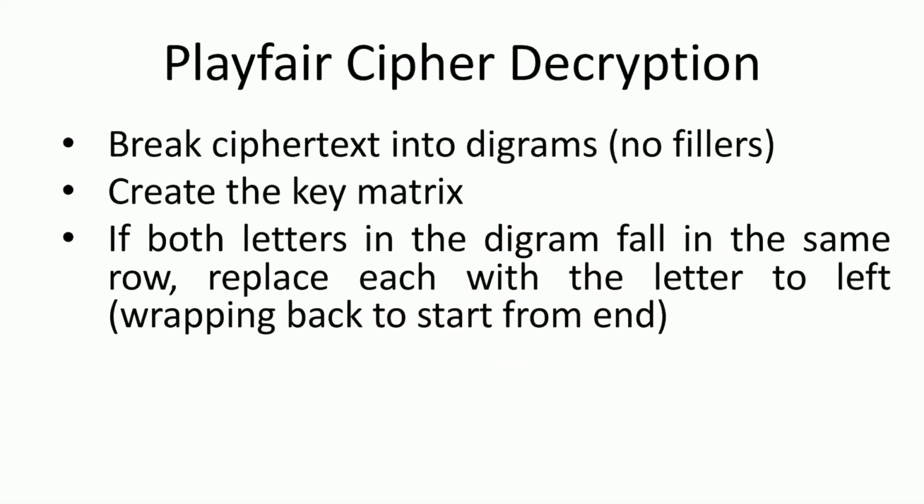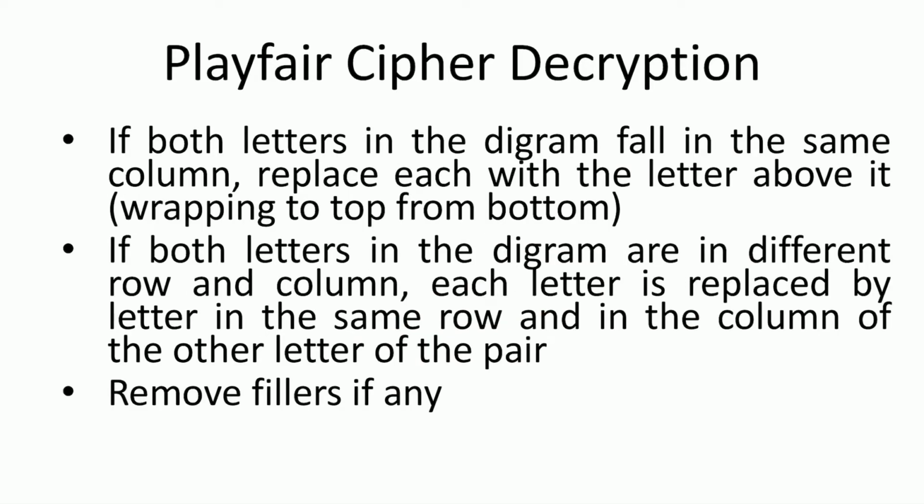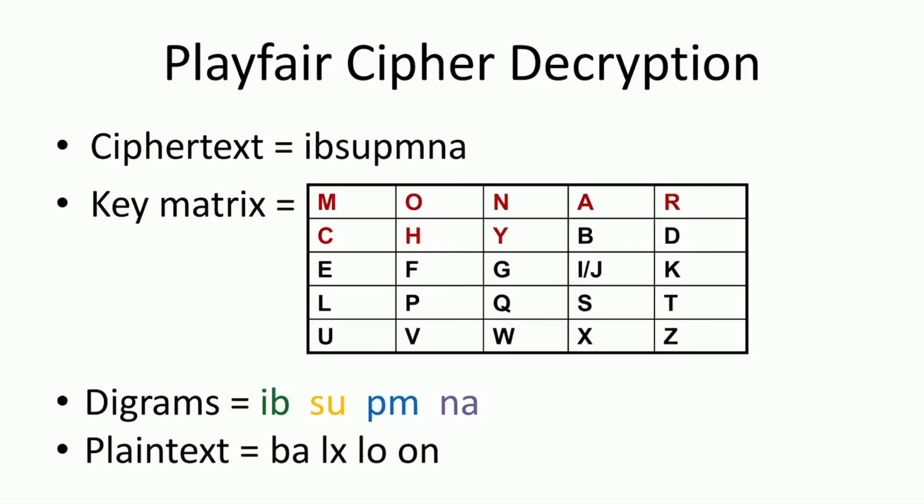Then we apply the 3 rules on each diagram for decryption. Firstly, if both letters in the diagram fall in the same row, you replace each letter with the letter to the left, wrapping back to the start from the end. If both letters in the diagram fall in the same column, you replace each letter with the letter above it. And if this rule doesn't apply, then the last rule applies, which is that both letters in the diagram are in different row and different column, so each letter is replaced by a letter in the same row and in the column of the other letter of the pair. Lastly, you will remove any fillers that were added during encryption.